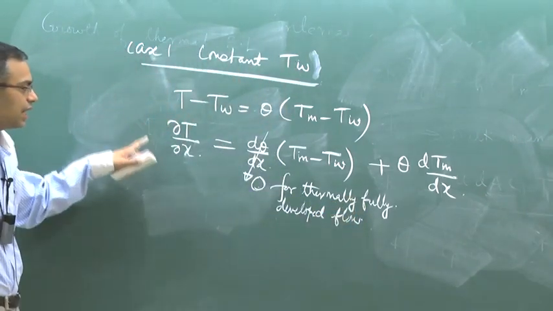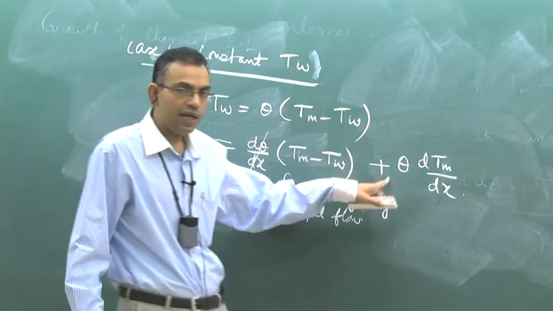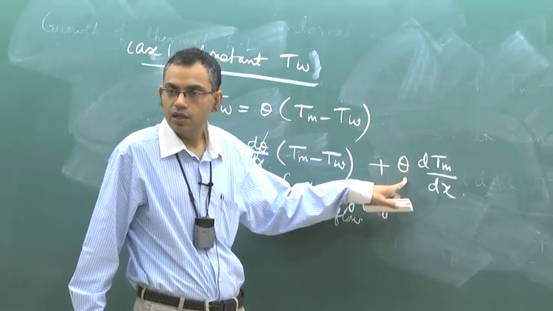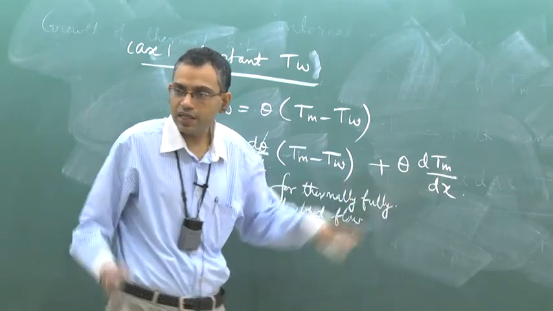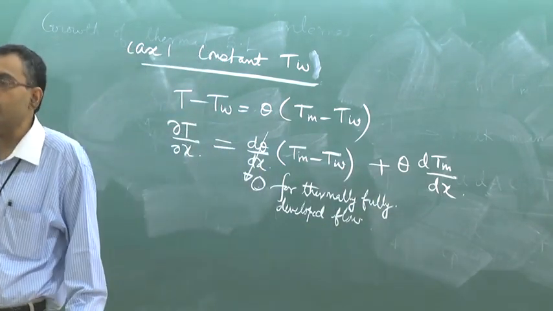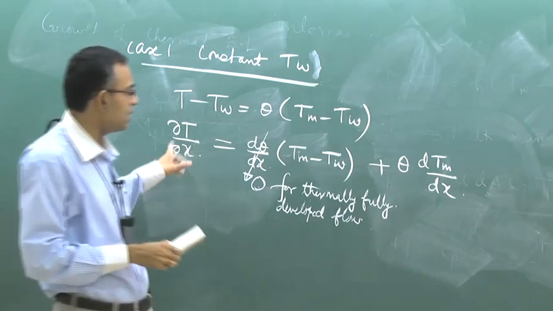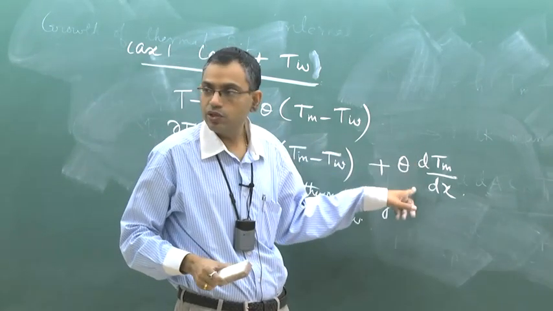So, you can write ∂T/∂x is equal to θ into dTm/dx. When we solve the energy equation, you will see that in the energy equation you have a term u ∂T/∂x. So in that ∂T/∂x we will substitute θ into dTm/dx.